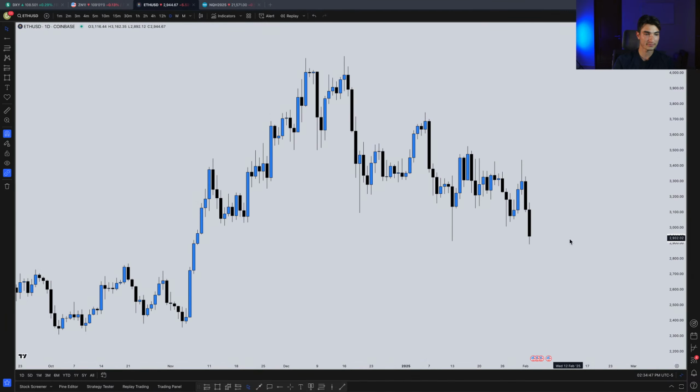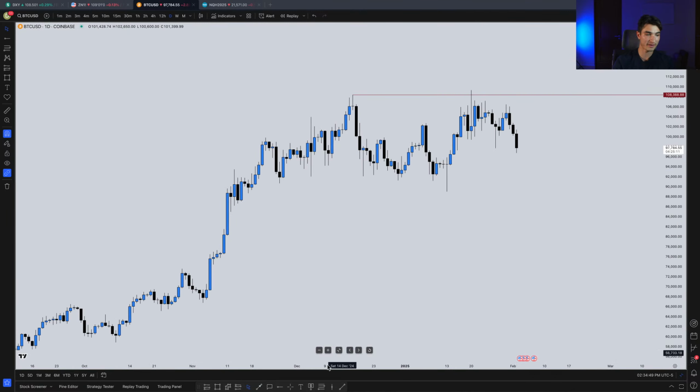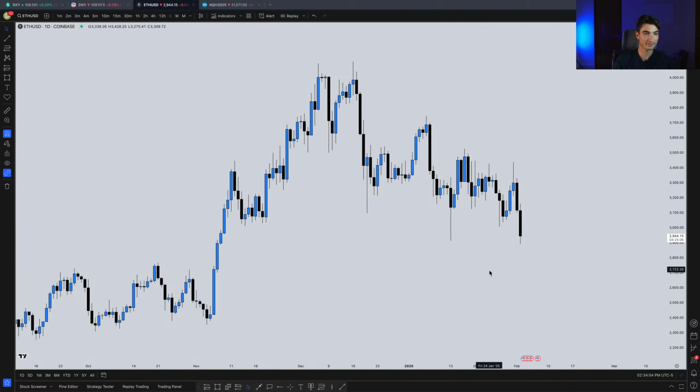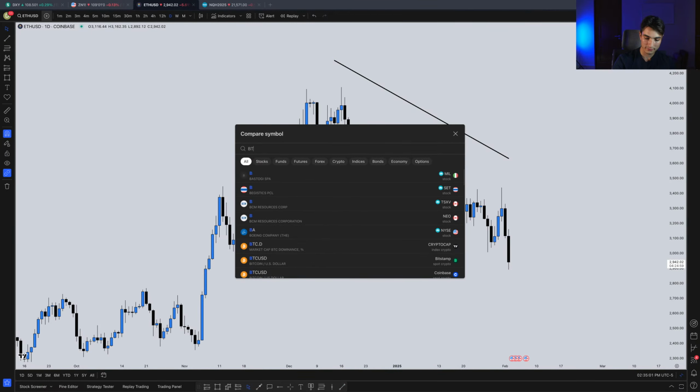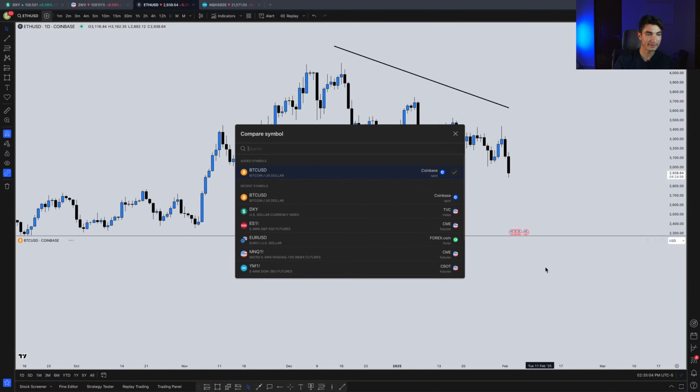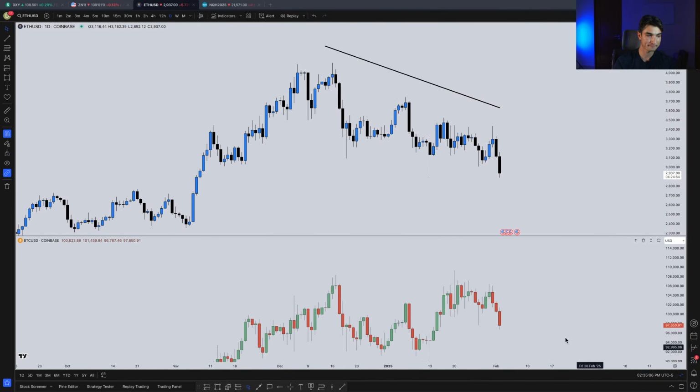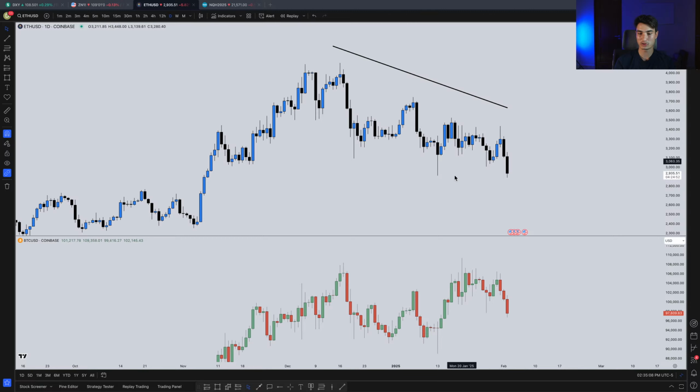Looking at Ethereum, even weaker for Ethereum. What you'll see is we do have an SMT divergence between Bitcoin and Ethereum. That whole time we had Bitcoin driving higher, Ethereum is communicating that this is a suspect rally. Why is this a suspect rally? Because Ethereum is not confirming it, making higher highs. So what this further communicates to me is that this is a stop run here.